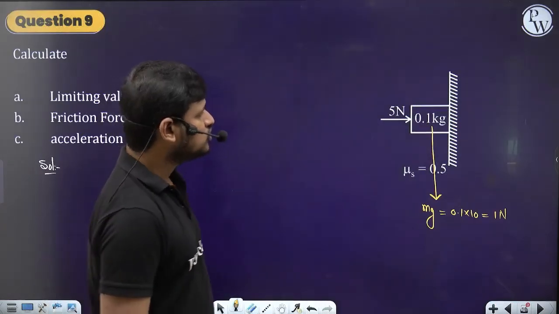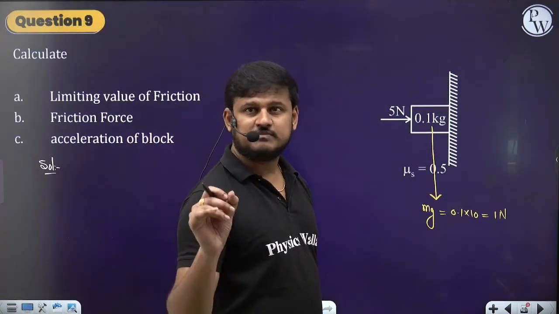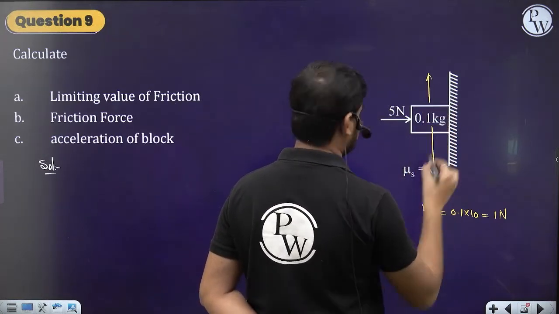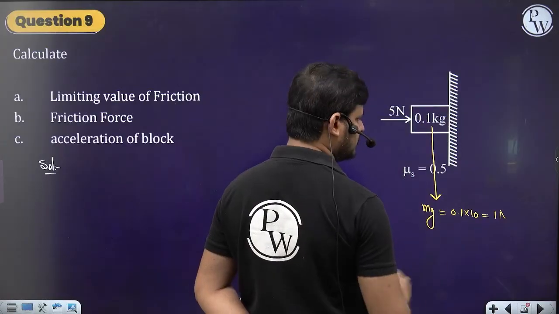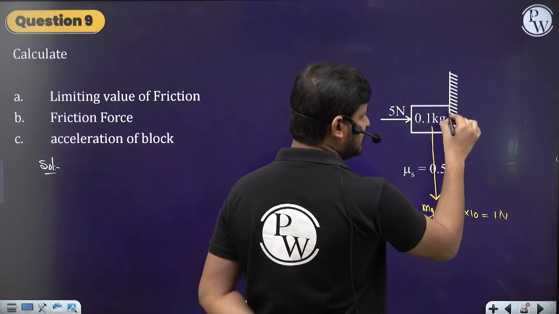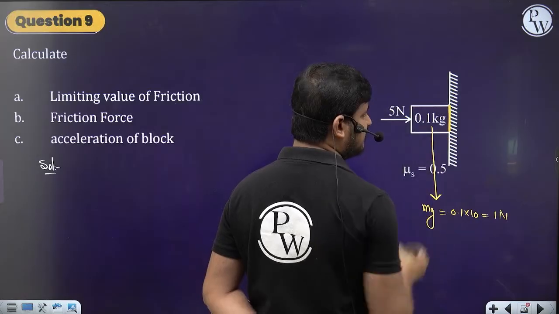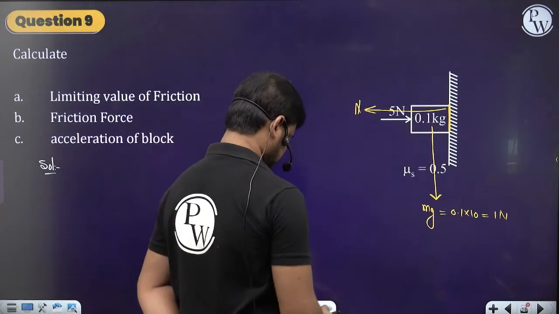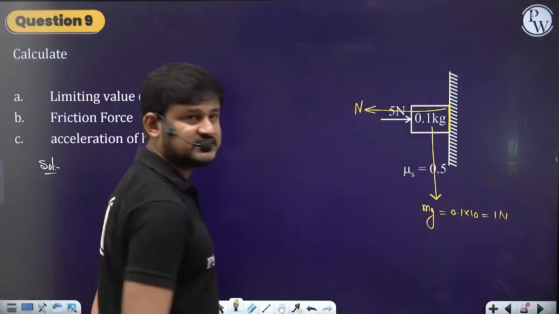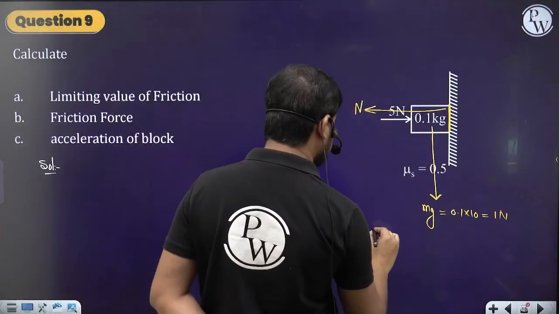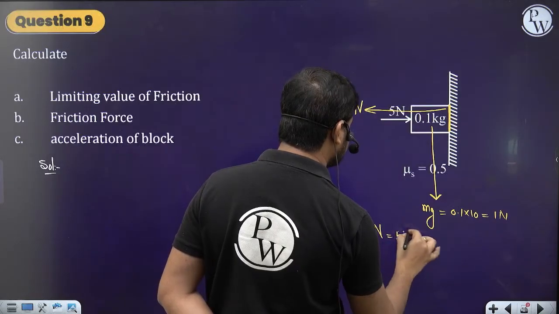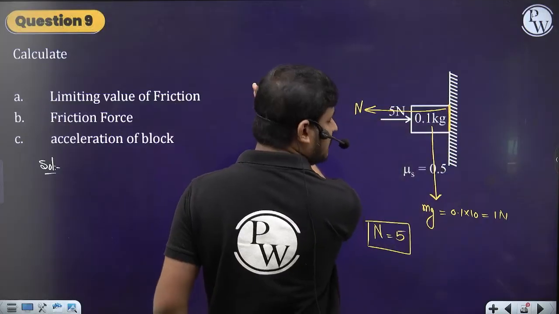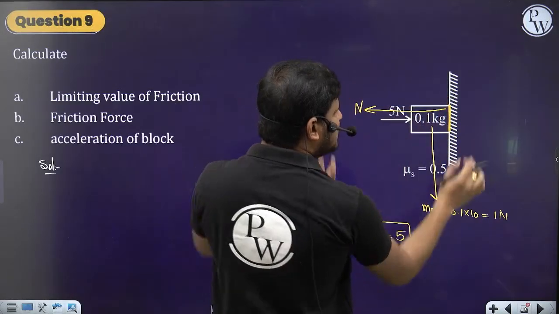Yes or no? Now most of the students commit a mistake in this question, that they take the normal this side. Normal is the contact force, right? Here is the contact. So the normal force acts which side now? This is the normal reaction. The normal reaction is equal to, shall I say simply, 5 newtons, because you are applying 5 newtons this side. So the normal is balanced by the 5 newtons.